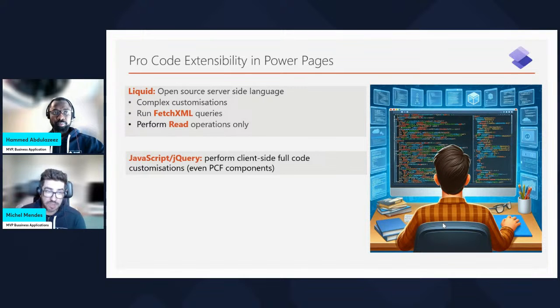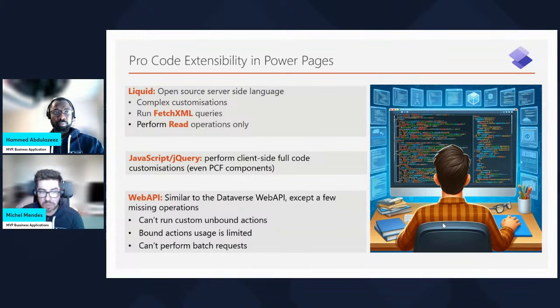You can then use JavaScript or jQuery to do any full client-side customizations. You can even create PCF components in Power Pages. And in combination with JavaScript and jQuery, you can then use the Power Pages Web API, which is very powerful. You can do a lot with that, but it has a few missing operations. For example, you cannot run custom unbound actions that you normally use to create custom APIs on the back end for Dataverse. You can actually call bound actions, but usage is a bit limited.